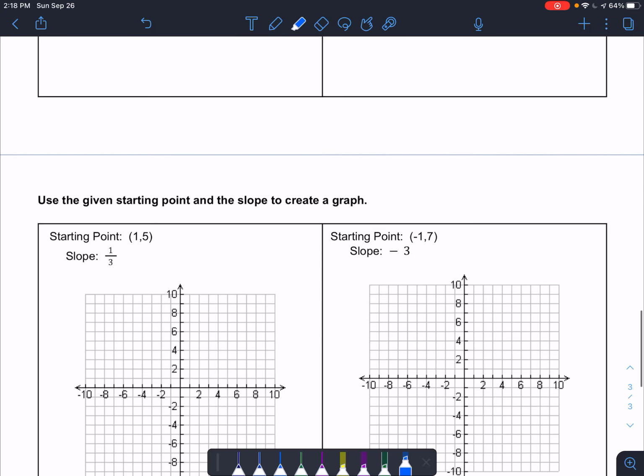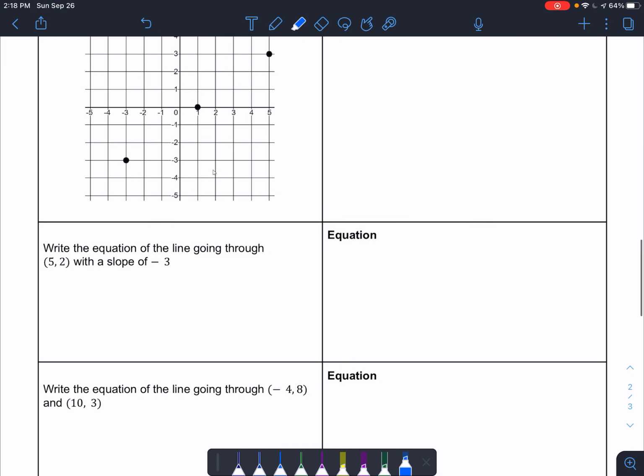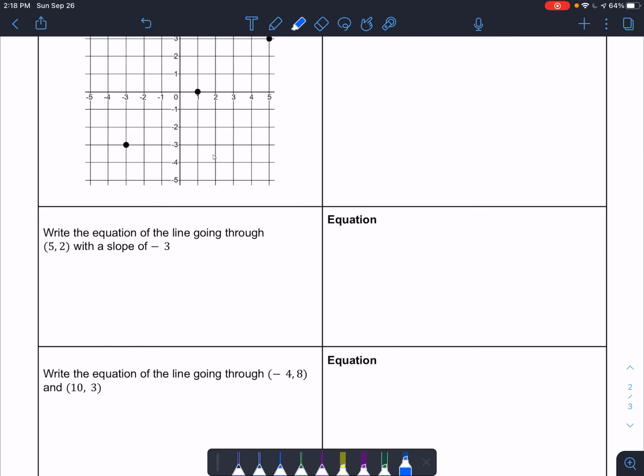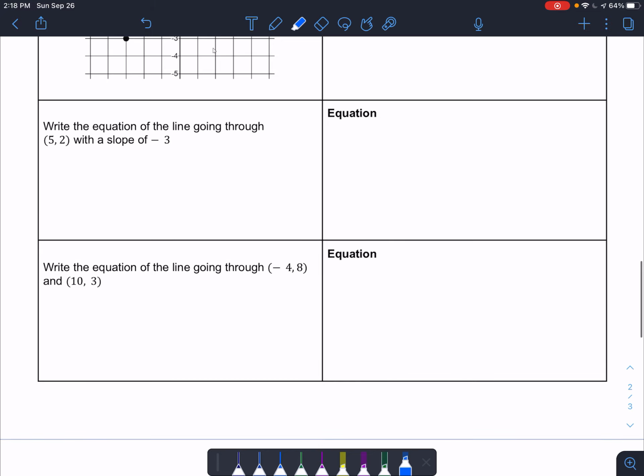Okay. Let's see here. Yeah, I think that's what I would like to do on that page. I'm going to give you a hint for this one, but I want you to try it. I want you to make a table. All right, so if you do something like x, y, -4, 8, 10, 3, I want you to see if you can calculate that slope and get it into an equation form from there, okay?